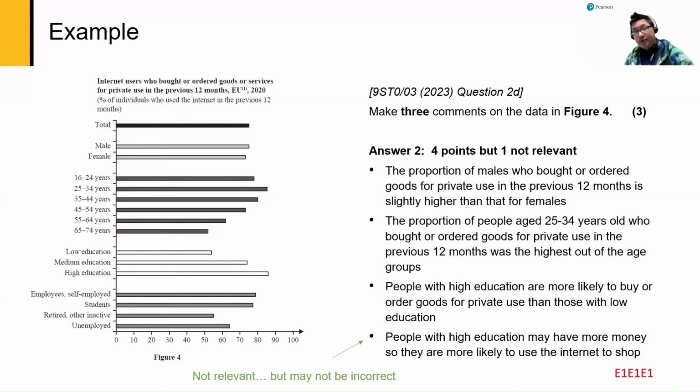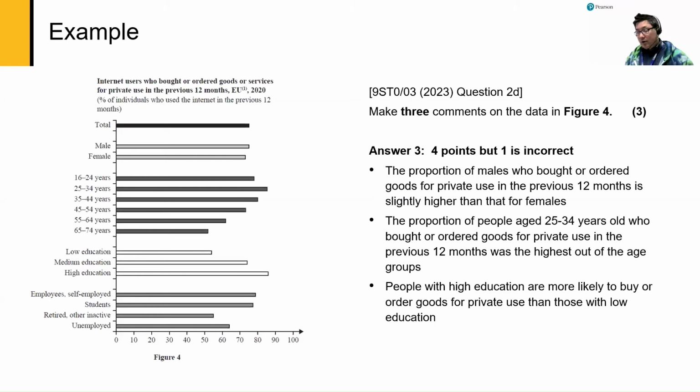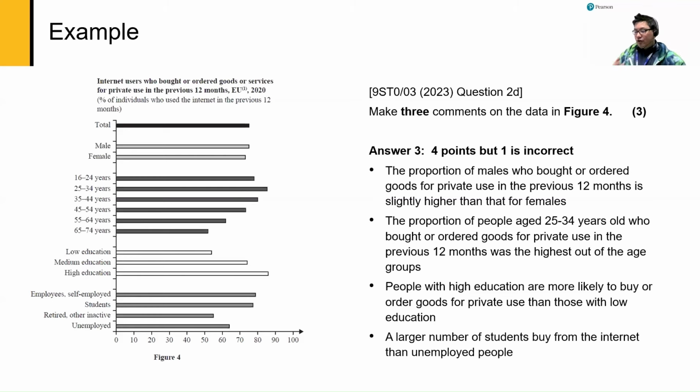However, there is a chance that should that 4th point be something like this, a larger number of students buy from the internet than unemployed people. Well, that isn't necessarily true, because that's not what the bar graph is saying.